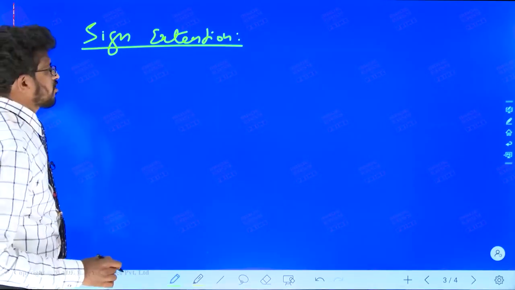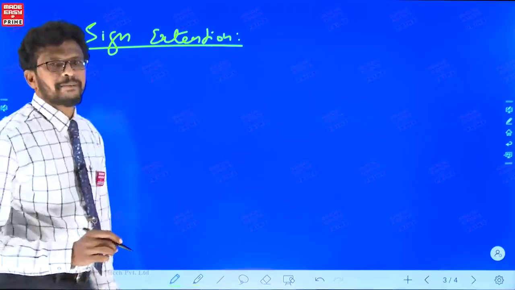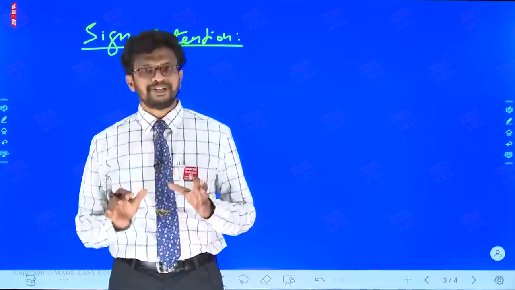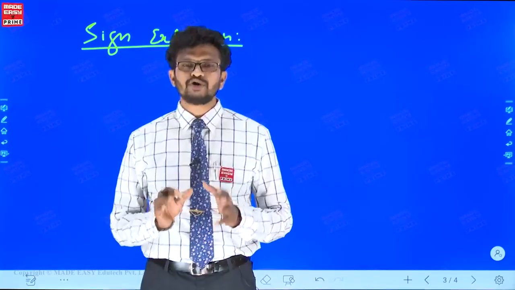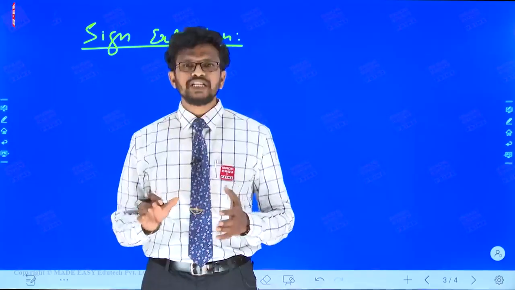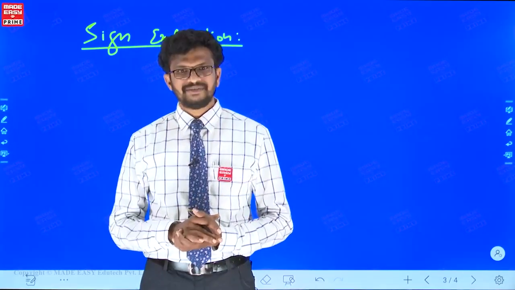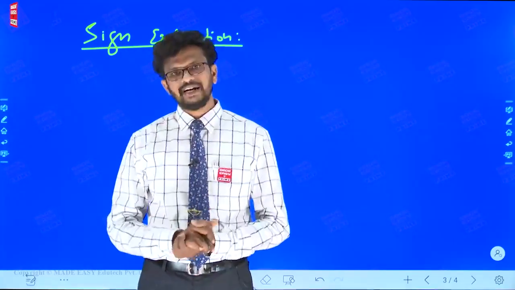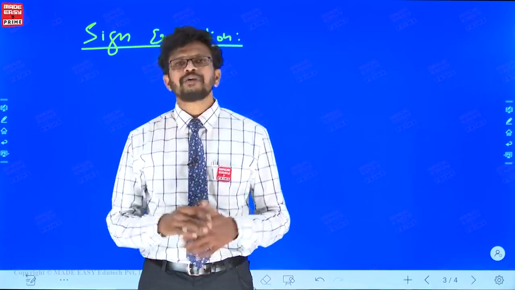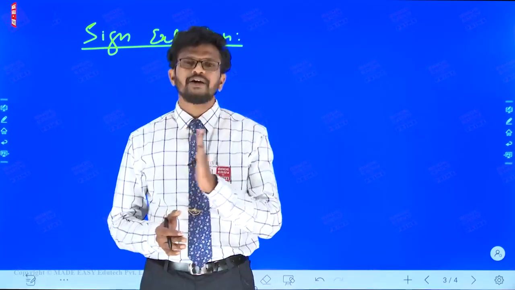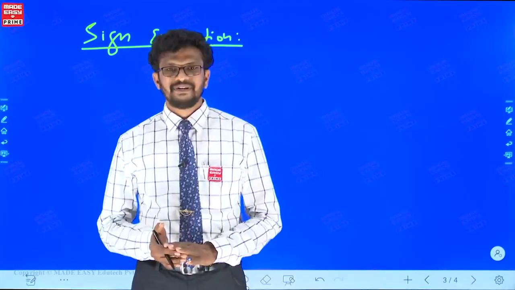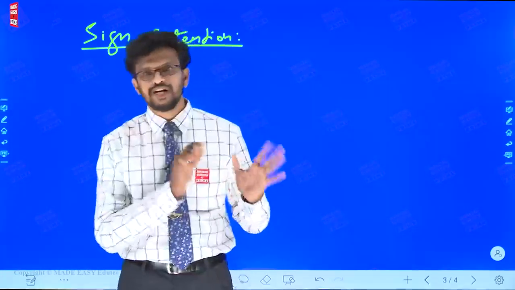So what is sign extension? To represent a number in 2's complement form using a larger number of bits as per the size of the data, you repeat the sign bit on the left side. As many bits as you want, you just go on repeating it.